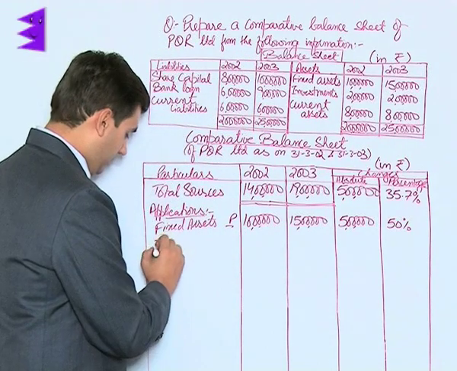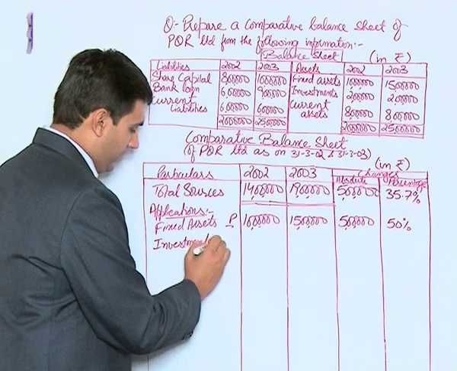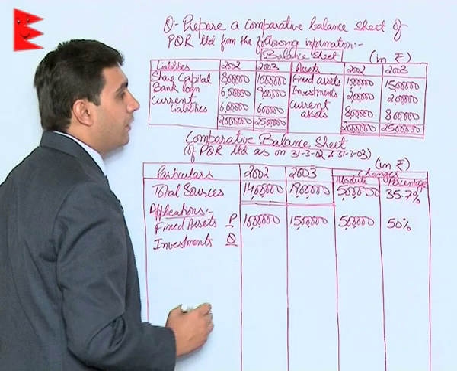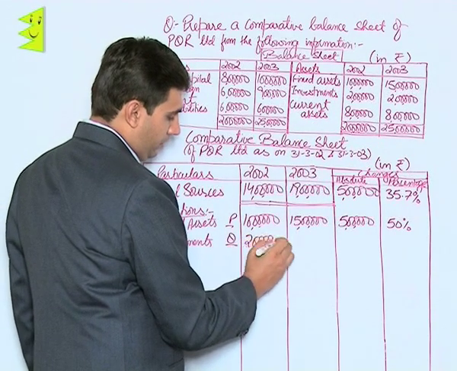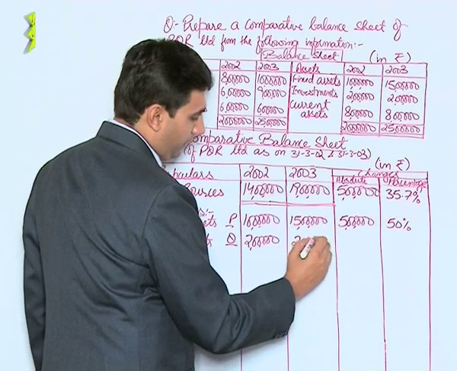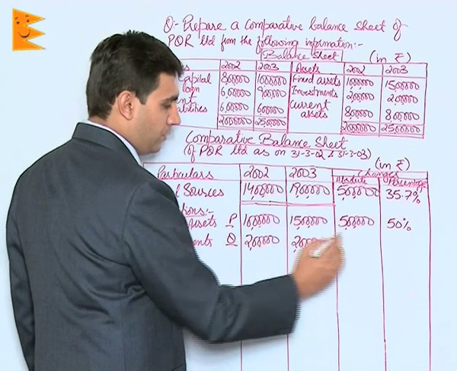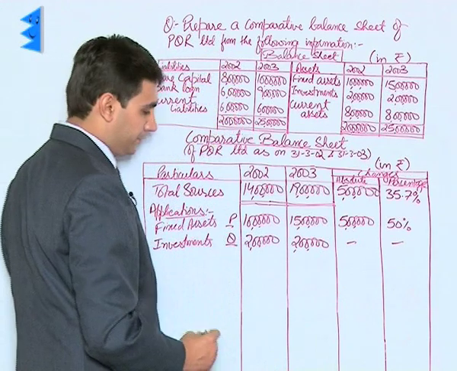Then investments, we'll name it as Q here. Investments for the first year are 2 lakh and for the next year also they are 2 lakh. That means there is no absolute change. 2 lakh minus 2 lakh is nil. So there would be no percentage change as well.